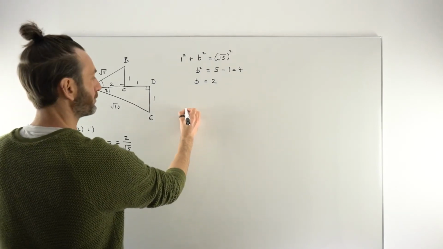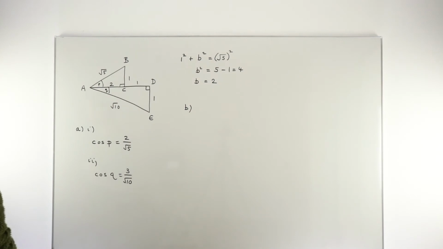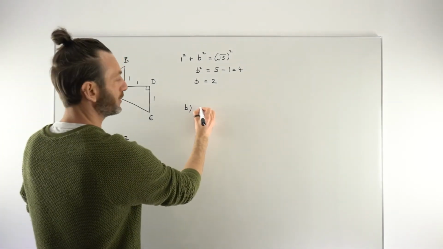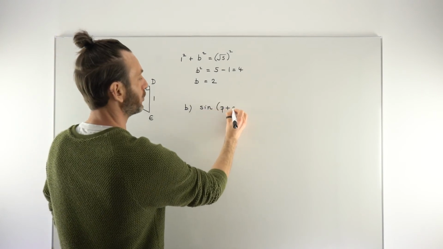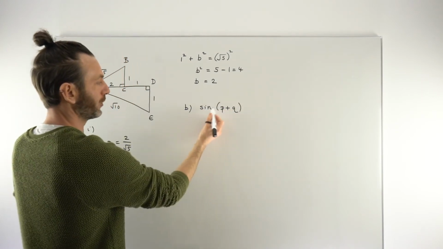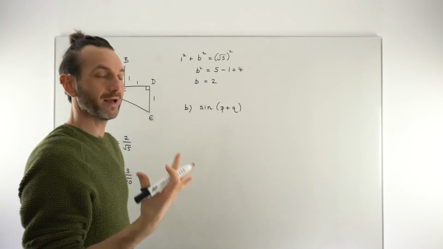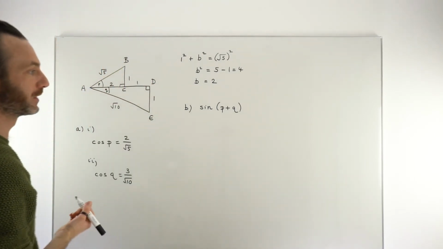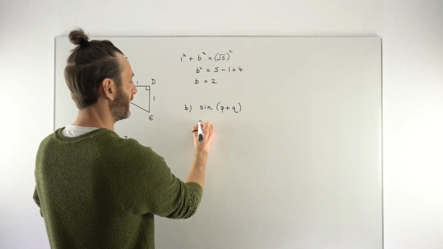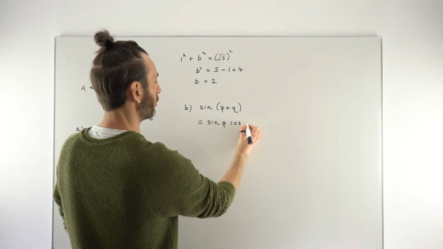So next part, the main part of the question, part B, we're trying to find the sine of P plus Q. The challenge with this question is recognizing how to get started. Sine of P plus Q, or sine or cos of anything like this, a bracket with a term plus a term, you need to recognize as being in the format for the addition formulas, which are on the formula sheet. So this will expand as sine P cos Q.